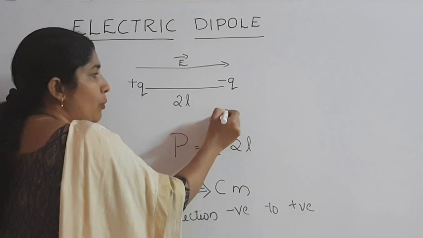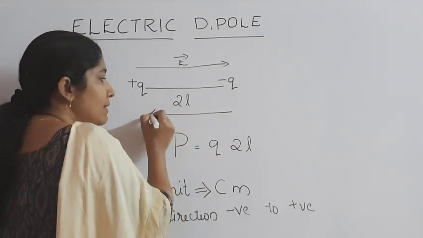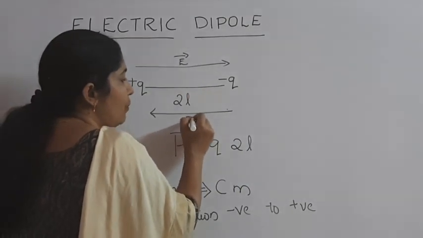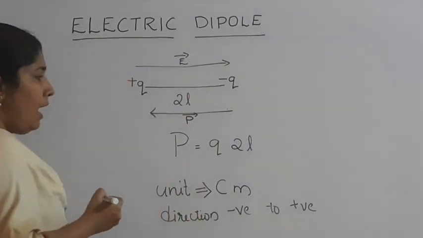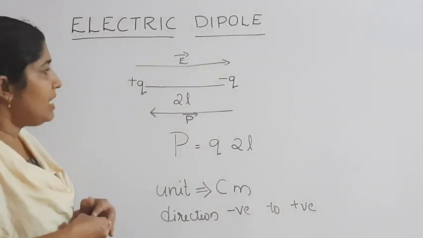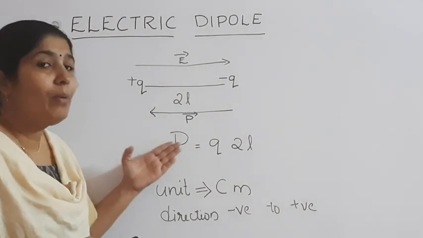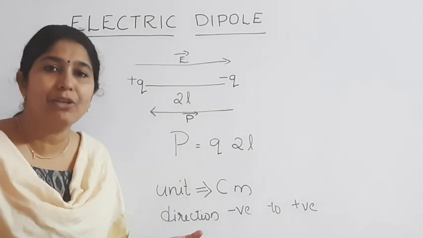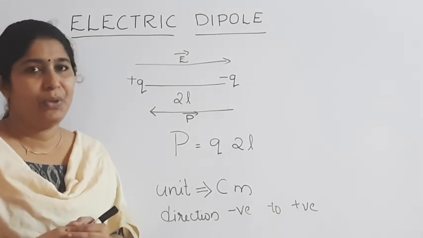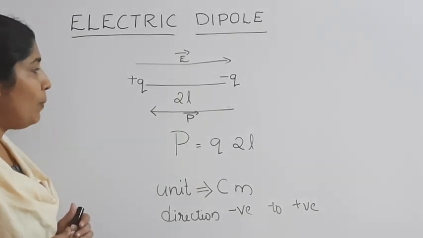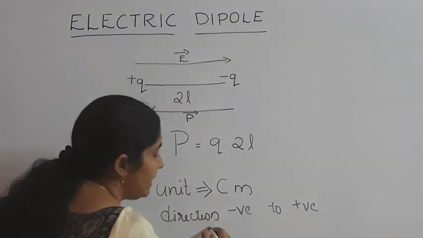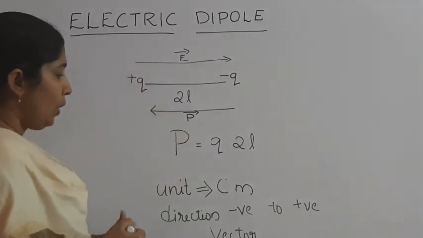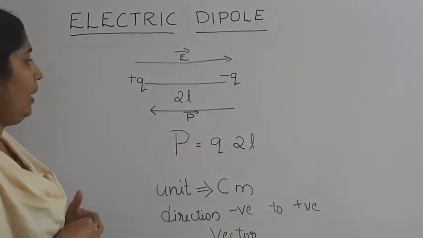Then what about the dipole moment? The direction of the dipole moment is just opposite to that, that is from negative to positive. From this we can say that dipole moment is a vector quantity because it has both magnitude and direction. Okay, that's all about the dipole.